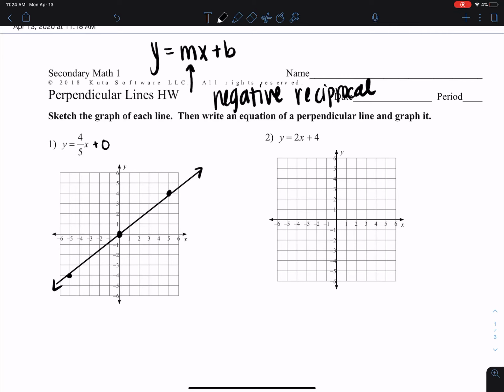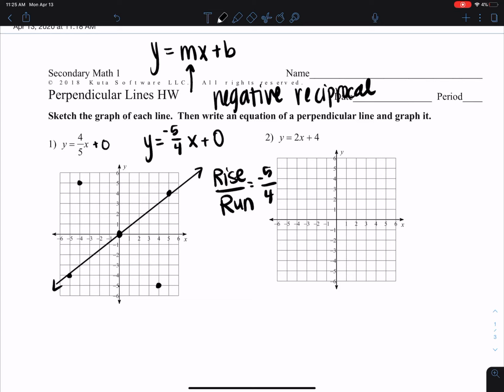And then the negative reciprocal, so we have y equals, we're going to flip the fraction, so we have 5/4 instead of 4/5, and we make it negative. And then you can do any y-intercept that you want. To make this easy, I'm just going to do the same one, because it doesn't matter. So here we have our y-intercept at 0, which is the same, and then our rise over run is -5/4. So I'm going to go down 5 and to the right 4, or I can go up 5 and to the left 4.